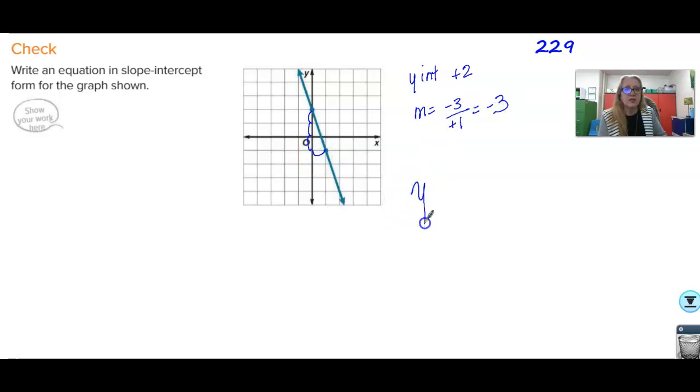So our equation is y equals negative 3x, because our slope was negative 3. Our y-intercept is positive 2, so we would plus 2. And that would be the equation of that line written in slope-intercept form.